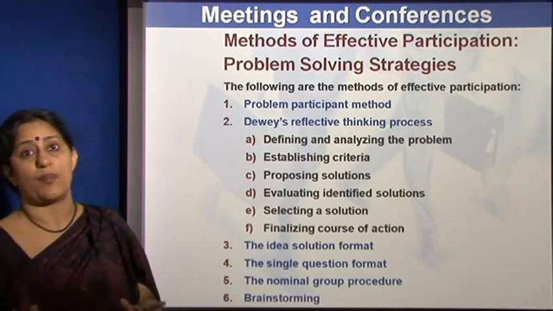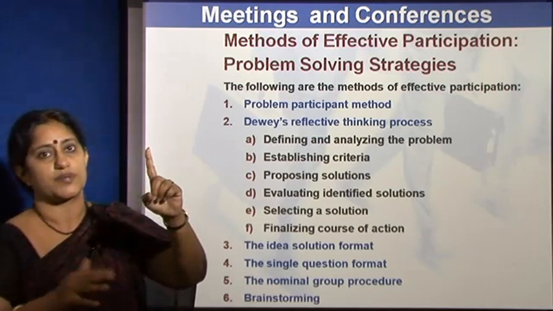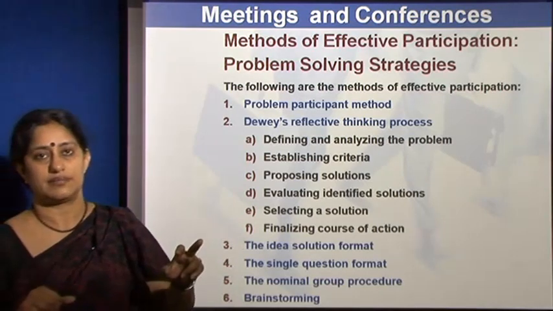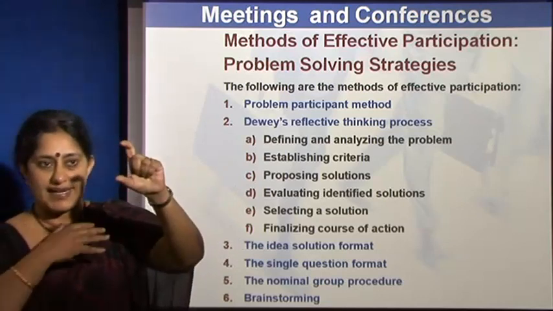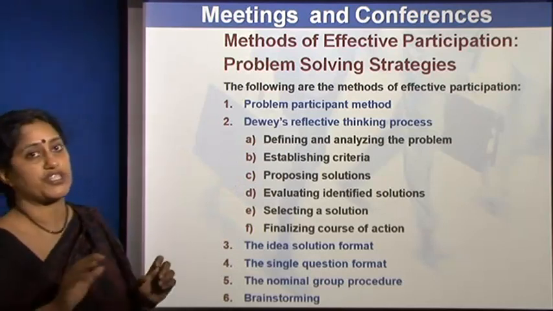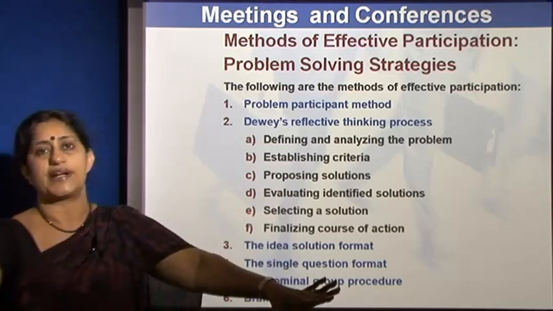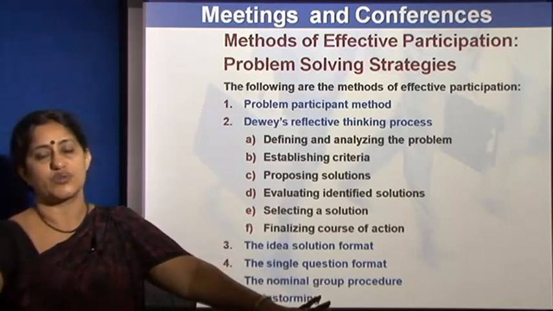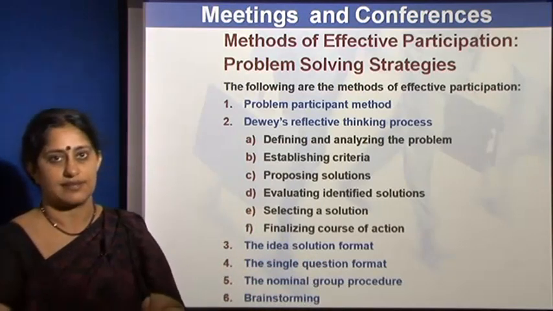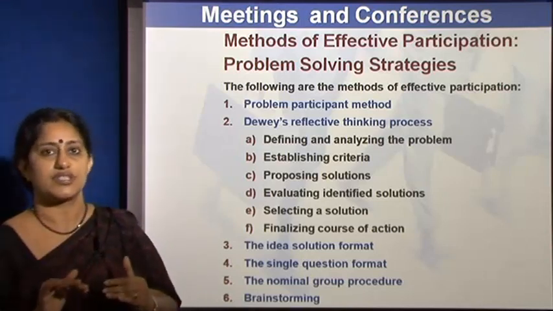The ideal solution format, where the ideal solution is kept in mind and the rest of it is worked based on that. The single question format, you ask a single question and relate the entire thing to that. The nominal group procedure, where the problem is discussed and each one is asked to work separately, giving their ideas and solutions to the problem, and then the whole thing is collected and discussed and the solutions are prioritized and then the best solution is accepted.